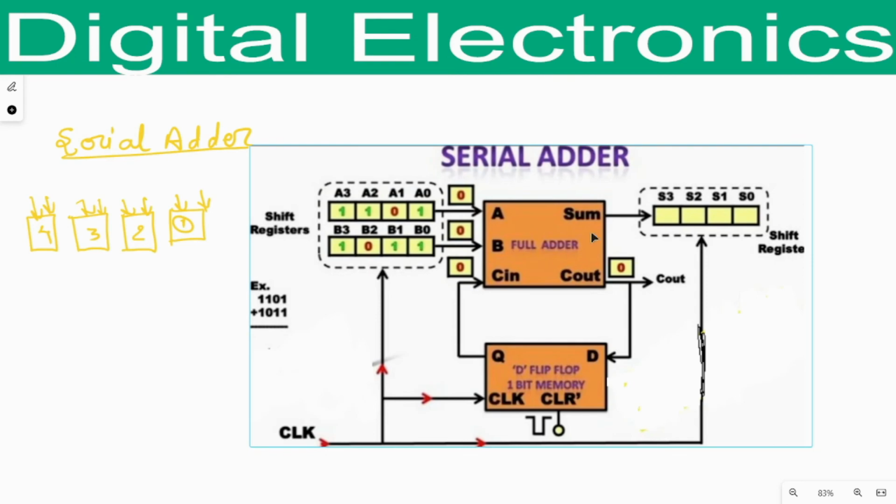Okay, so when we provide the last clock pulse, at that time this last bit, that is A3, is provided as an input to this A and B, and the previous carry that is stored in the flip-flop will be reflected here. So the full adder will add all these 3 input bits and provide the sum and the carry. The last carry will act as a C out, and the sum will be stored in these shift registers.